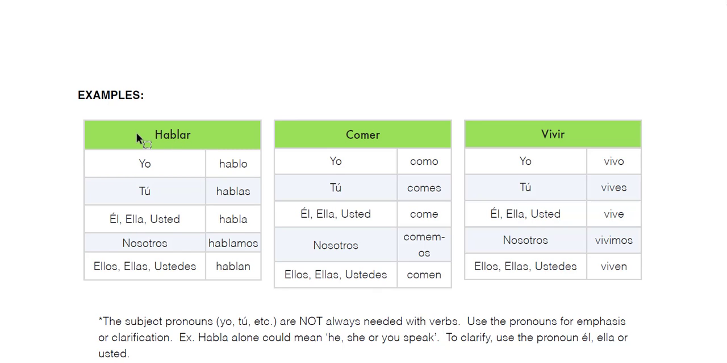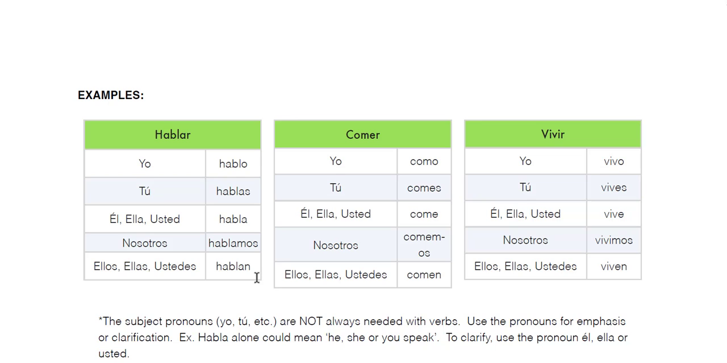So, hablar. Hablar is an AR verb. I know that because I looked it up and it has an AR at the end of it. It happens to mean to speak or to talk. If I want to say that I do it, I'm going to remove the AR, replace it with an O. Yo hablo. Yo hablo. If I want to say you do it, tú, removing that AR, replacing it with AS. Tú hablas. He, she, you, or it, right? Él, ella, usted, habla, right? We do it, hablamos. They or you guys, hablan.